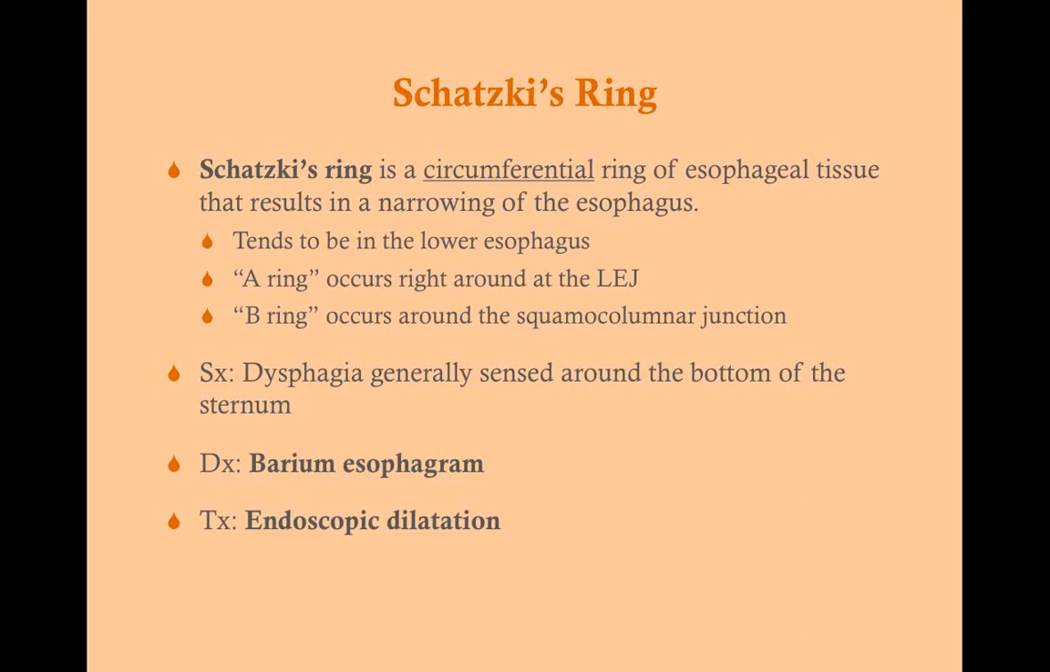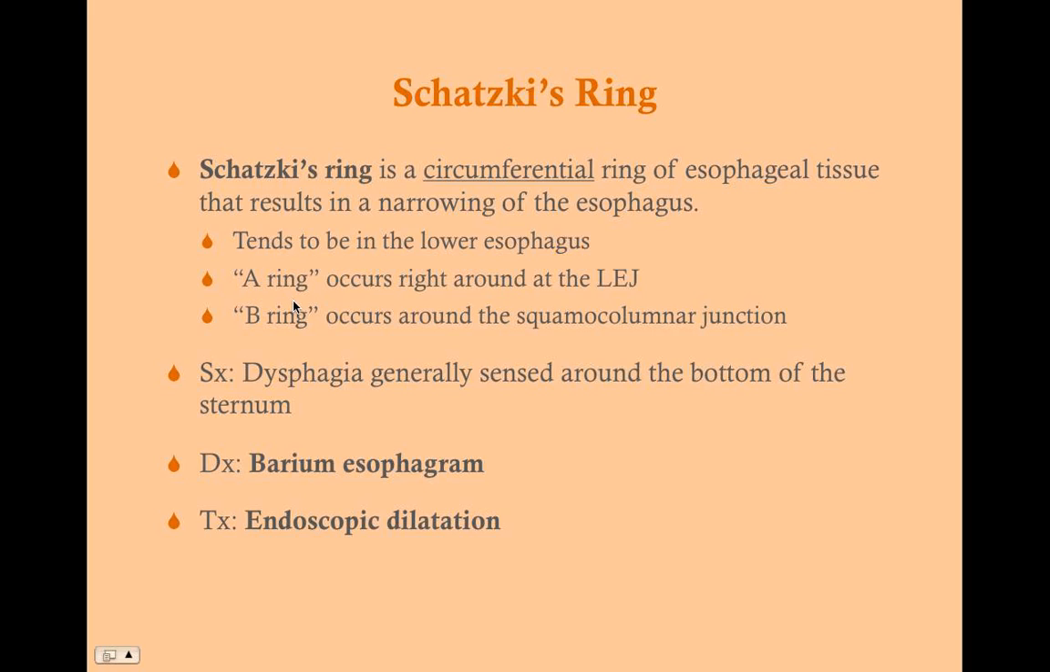Okay, so Schatzki's ring is a circumferential ring of esophageal tissue that results in a narrowing of the esophagus. So all this is you have your normal esophagus, right? And what happens with Schatzki's ring is you get tissue completely surrounding the esophagus that narrows the lumen. And it's just basic esophageal tissue. This is not a stricture. So you don't really have that much of a narrowing, but you have a slight narrowing to where food can get stuck. And Schatzki's ring tends to be in the lower esophagus.